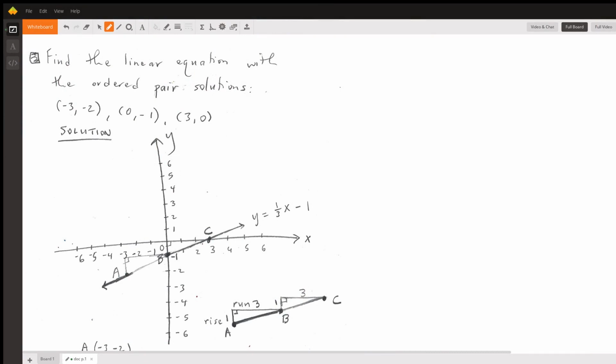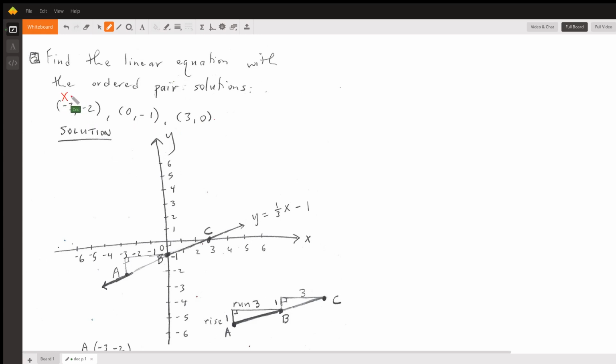So the question that we're trying to answer here is: find the linear equation with the ordered pairs (-3, -2), (0, -1), and (3, 0), right?